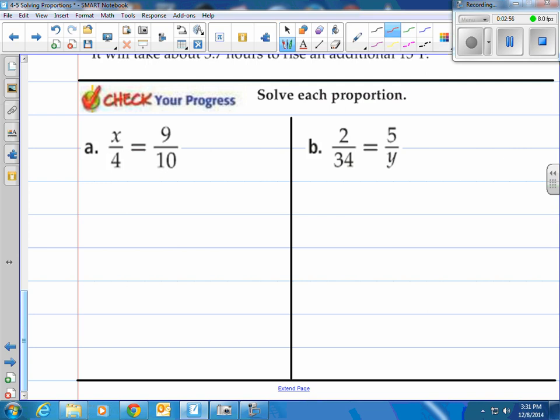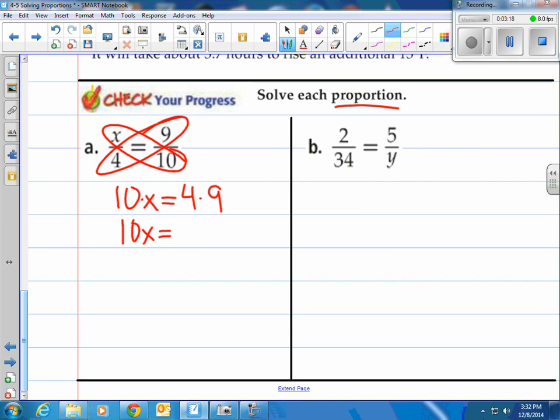Well, again, we have two fractions that are equal, two ratios that are equal. And we know that the cross products are equal. So I'm going to say 10 times x has got to be equal to 4 times 9. But they are proportional. It says that right there in the directions. How do I solve this then? Well, we had 10 times x, which is 10x. We have 4 times 9, which is 36. Now we just solve by dividing by this 10. And x is equal to 3.6, or 3 3/5.